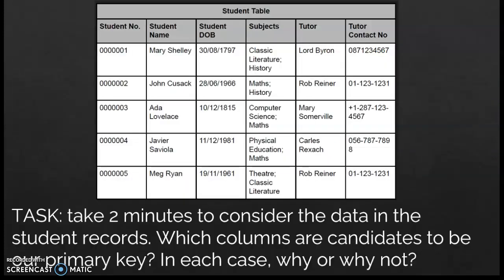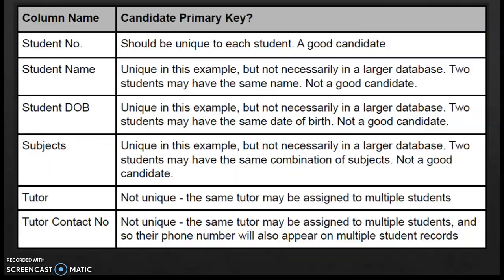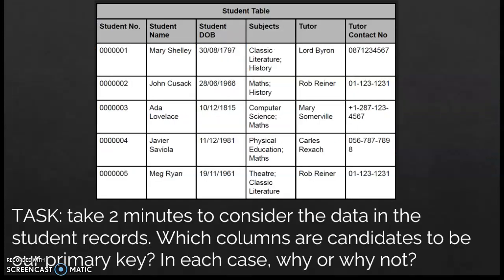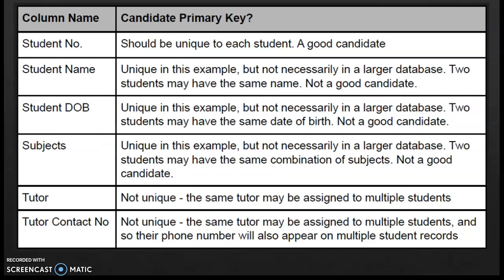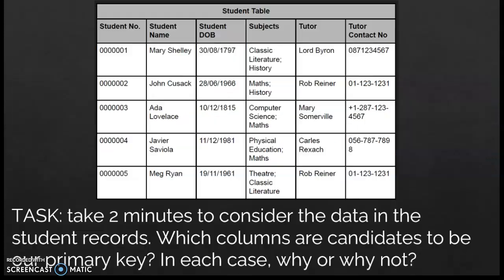Student name. Well, if we look at it, it's unique in this example: Mary Shelley, John Cusack, Ada Lovelace, Javier Saviola, and Meg Ryan. They're all unique there, but not necessarily in a larger database. Two students may have the same name, not a good candidate. Student date of birth, again, in this example, it's unique, as in no two people have the same date of birth, but two students may have the same date of birth in a larger database, not a good candidate.